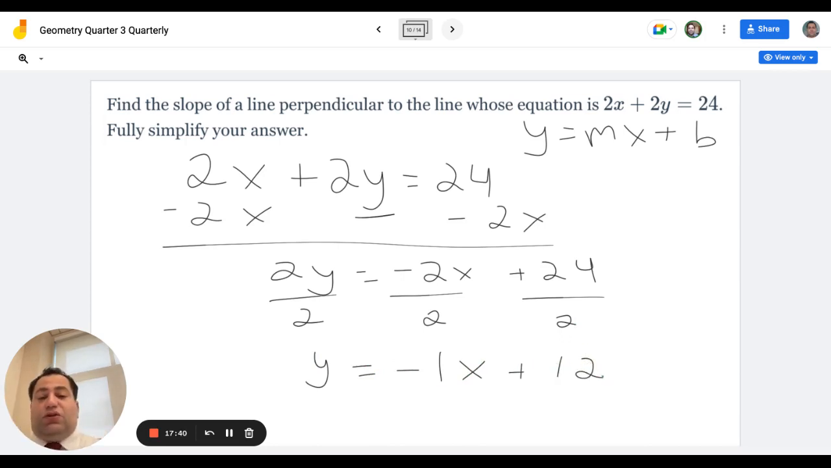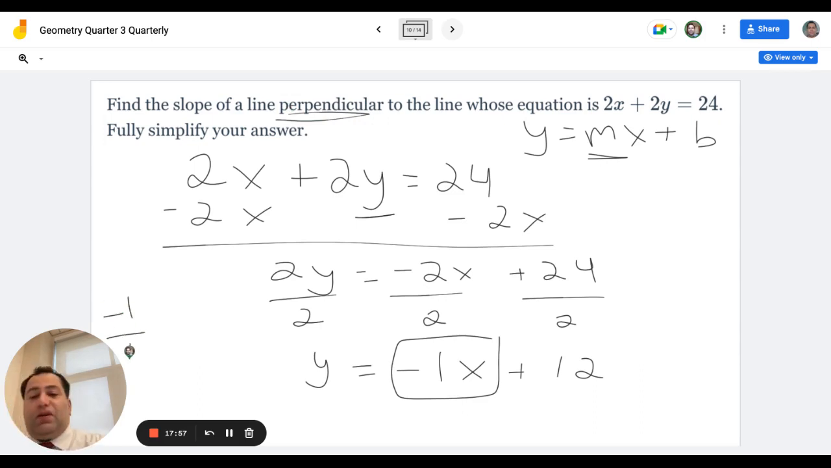Okay. So again, we're looking for the slope, right? And that's the m value. So the slope here is negative 1. Well, we need perpendicular. We need opposite reciprocal of negative 1. Well, if negative 1 over 1 is opposite, that's going to be a positive, and then 1 over 1. So our answer, our perpendicular slope, is a slope of 1. Why don't you give that perpendicular or parallel slope question a try?